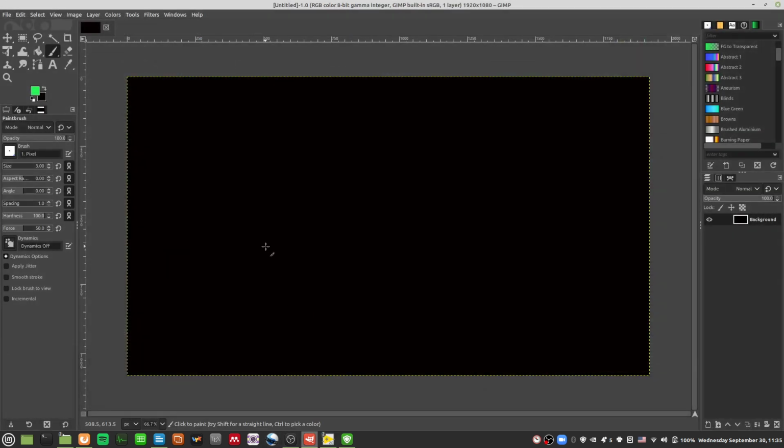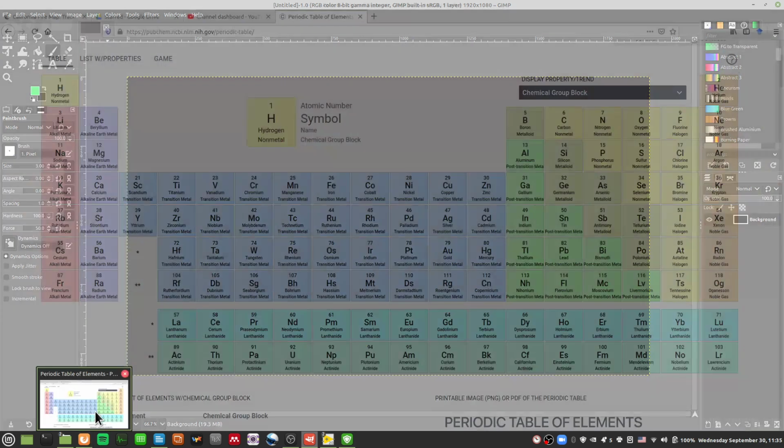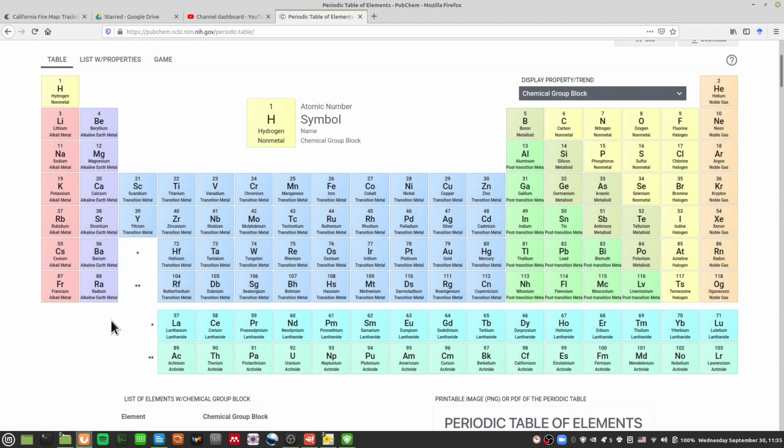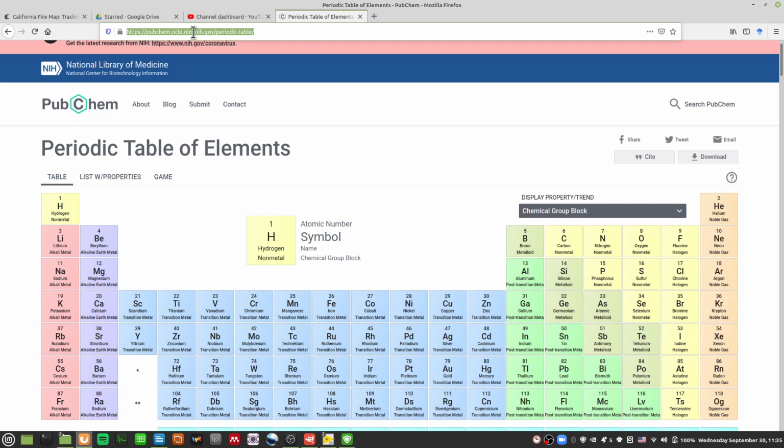Today I just want to briefly explain some trends in reactivity. It's a question I got. So how do you explain trends in reactivity in the periodic table? So this is one periodic table. Okay, I got it from nih.gov. I'll put this in the description.